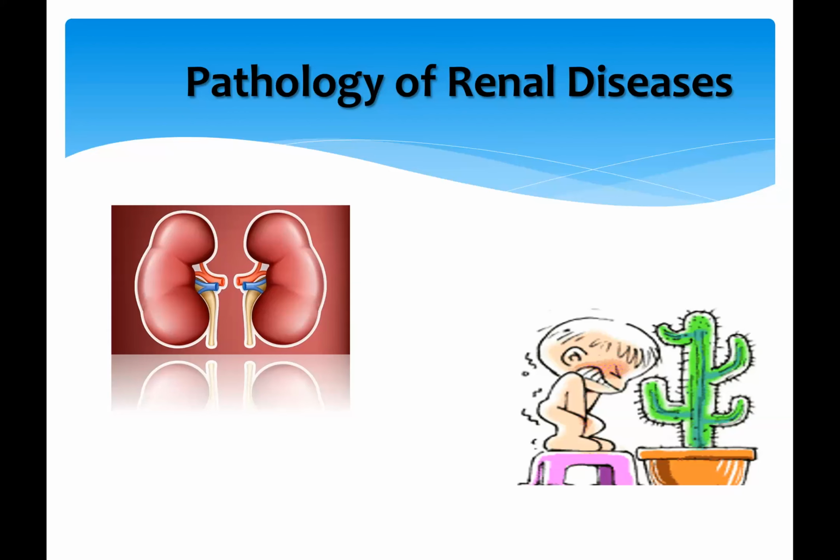Good day. For today, I'm going to talk about pathology of renal diseases. Renal diseases are basically responsible for a great number of morbidity and mortality. It is considered that acute kidney injury occurs in more than 2 million people worldwide. It is actually a major risk factor for the development of chronic kidney disease and end-stage renal disease.